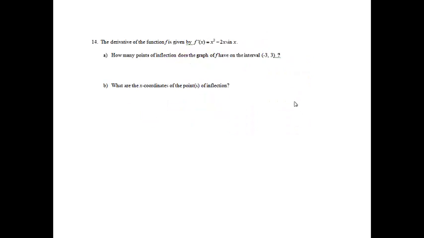Alrighty. Number 14, the derivative of the function f is given by f prime equals x squared minus 2x sine x. How many points of inflection does the graph of f have on the interval negative 3 to 3, and then what are the coordinates of the points of inflection? Okay, so if we're at f prime and I want to go to points of inflection, I need to know something about f double prime.